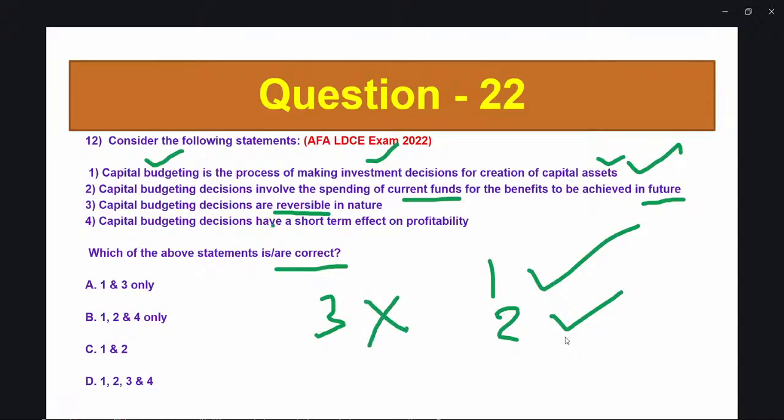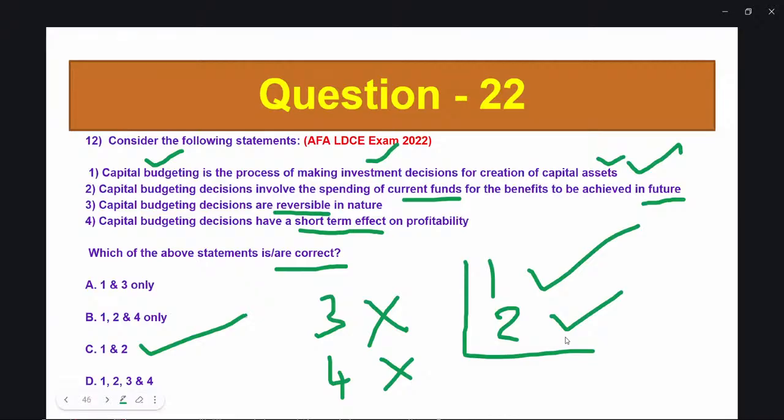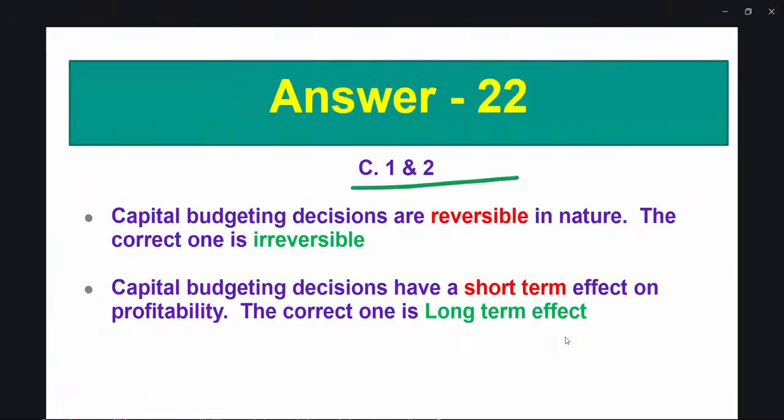Capital budgeting decisions have a short-term effect on the profitability. No, it is a long-term effect. Capital budgeting is a long-term decision. So 4 also no. For these types of questions, this is the best methodology of preparation. You have to do some rough work, then check once again a second time, and now check that 1 and 2 are correct. So C is correct. Okay.